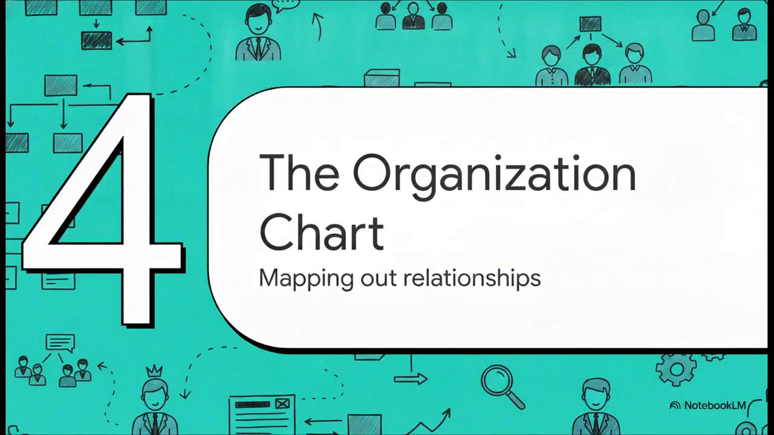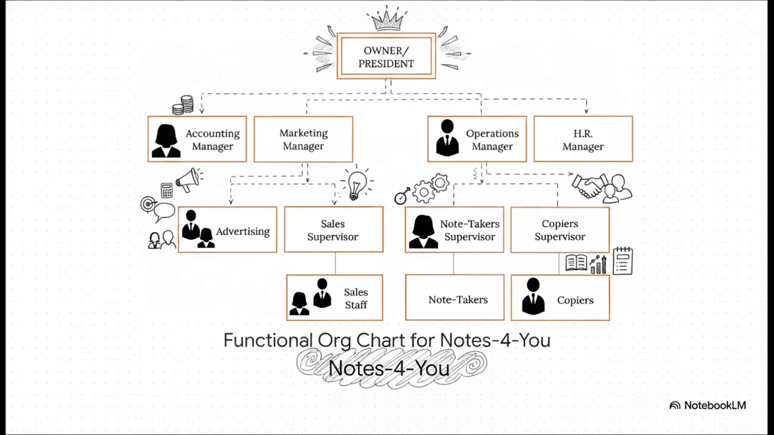Now let's map this all out in section 4, the organization chart. Okay, picture this. You're the president of a fictional startup called Notes for You. A standard functional organization chart is going to clearly lay out exactly who reports to whom. You can quite literally trace the lines of authority straight down from the owner at the very top to the marketing manager and then down to the sales supervisor. It creates this super transparent, unbroken chain of command. Everyone knows exactly who their boss is.